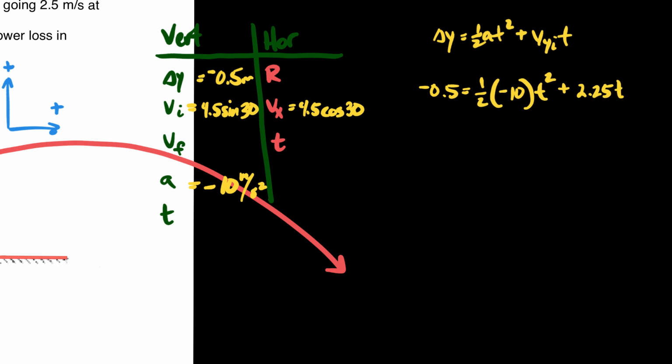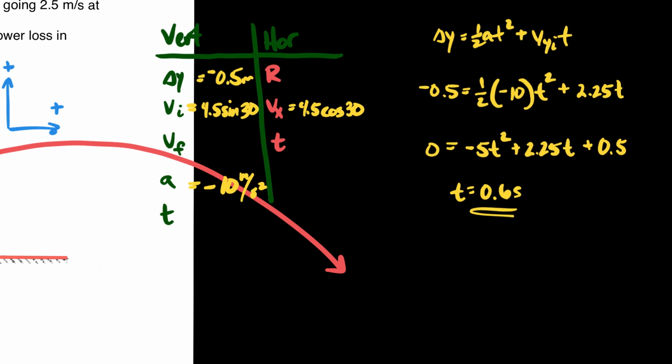Any questions? Because this is where you should ask questions if you have some, because we're going to switch gears in a minute. All right, 0 equals negative 5t squared plus 2.25t plus 0.5. All right, got those calculators handy? So t equals 0.6 seconds.